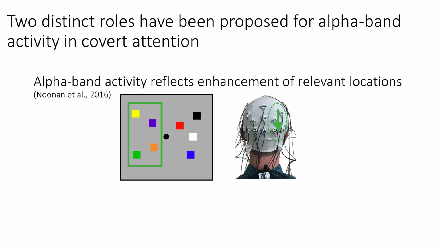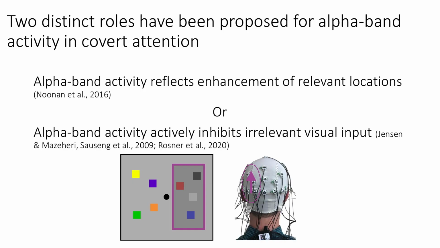Perhaps not surprisingly, this has led to the proposal of two distinct functional roles for alpha band activity and covert attention. One idea is that the decrease in contralateral alpha band activity relative to targets reflects target enhancement, while the opposing idea is that these ipsilateral increases in alpha band activity reflect inhibition of the distractors. This debate is ongoing, in part because it's really difficult to distinguish between these two types of accounts with balanced displays that don't provide very much information about how attention is allocated to individual items.